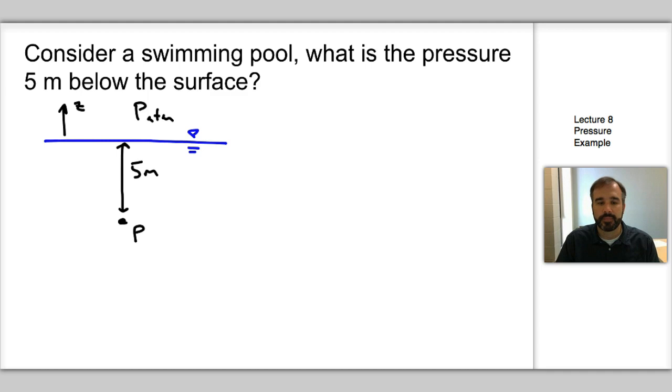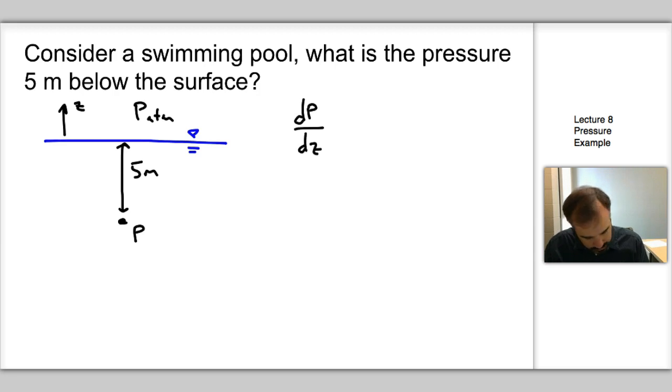or a free surface. Above that the pressure is atmospheric, so I've labeled that PATM. We've defined our Z coordinate as positive upwards from that surface. And we want to know the pressure 5 meters below the surface at that point P down below. Okay, so from our previous lecture we can write that dP over dZ is equal to negative gamma.